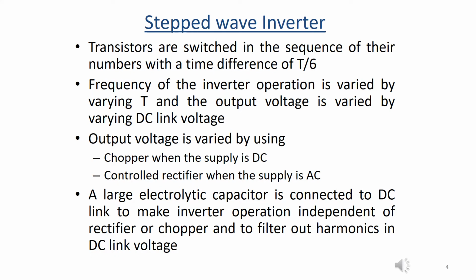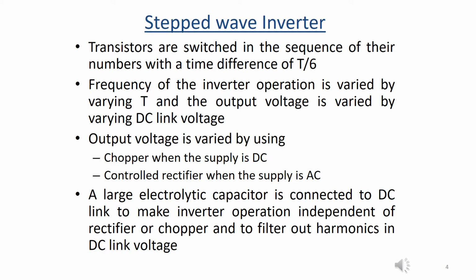In the step-down inverter, we can vary the output frequency by varying the time period t, and the output voltage can be varied by varying the DC link voltage. That can be done by using a chopper. If the supply voltage is DC, we can vary the duty ratio of the chopper, so we can vary the output voltage.